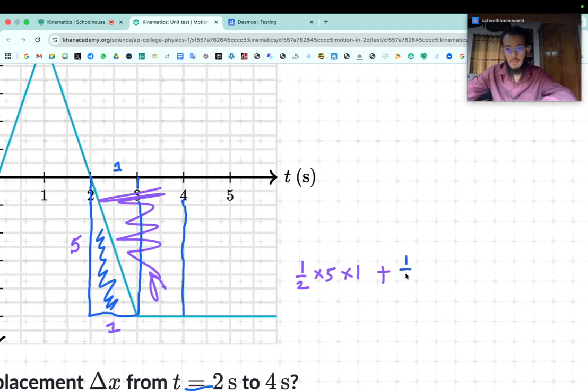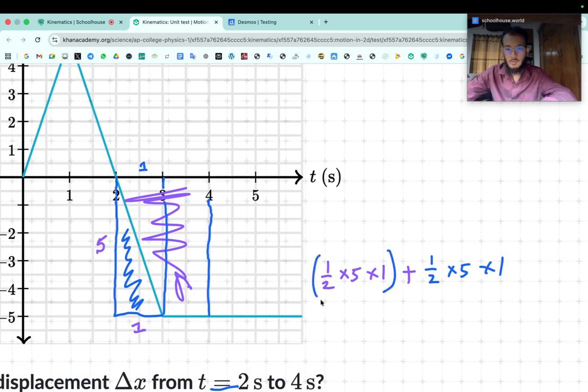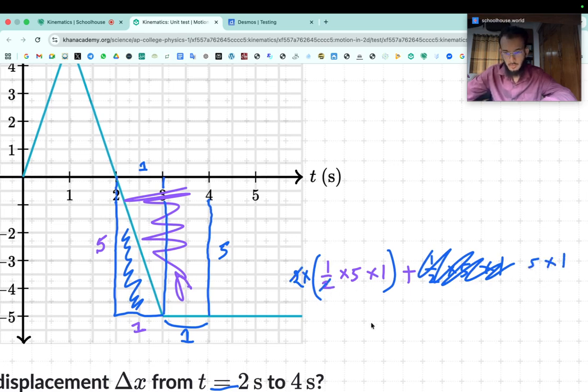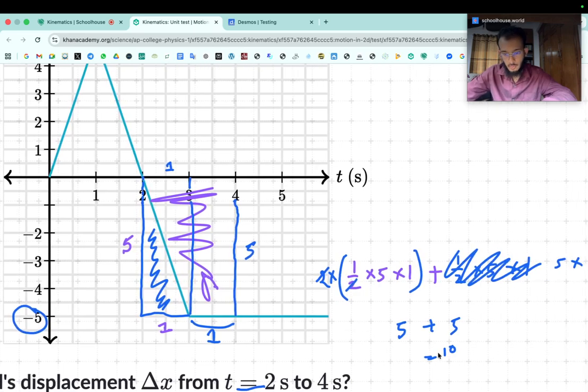So half times 5 into 1, half is the right-angled triangle formula for finding area, times 5, which is this length, times 1. We have this thing twice, so we can write this twice, and we have an area of 1 length times 5 length, so 5 times 1. So we cancel this out, we get 5 plus 5, the displacement to be 10, but we have a negative here, so it is negative 10.